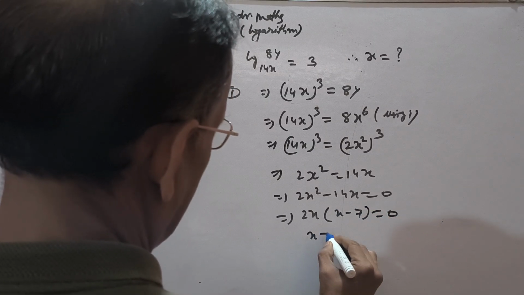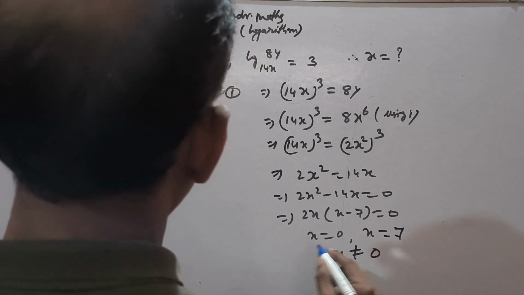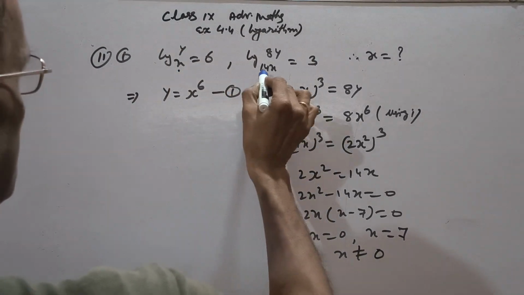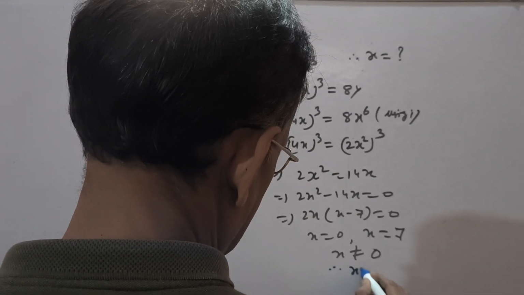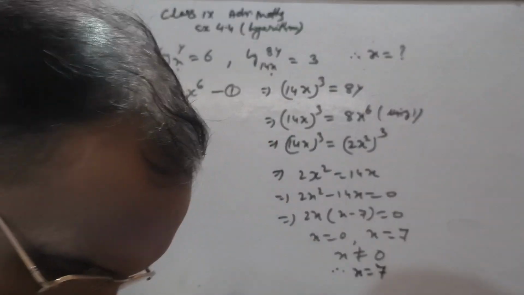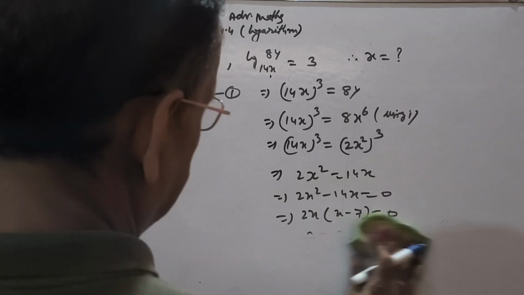From this we will get x equal to 0 and x equal to 7, but x must not be equal to 0. Base of a logarithm cannot be 0. So actually what we will get is x equal to 7. Understood? Okay, next one.